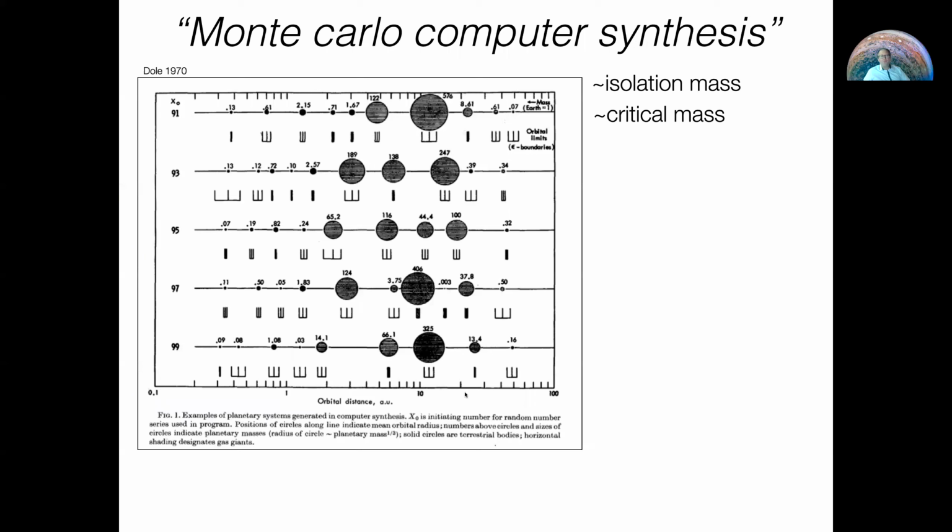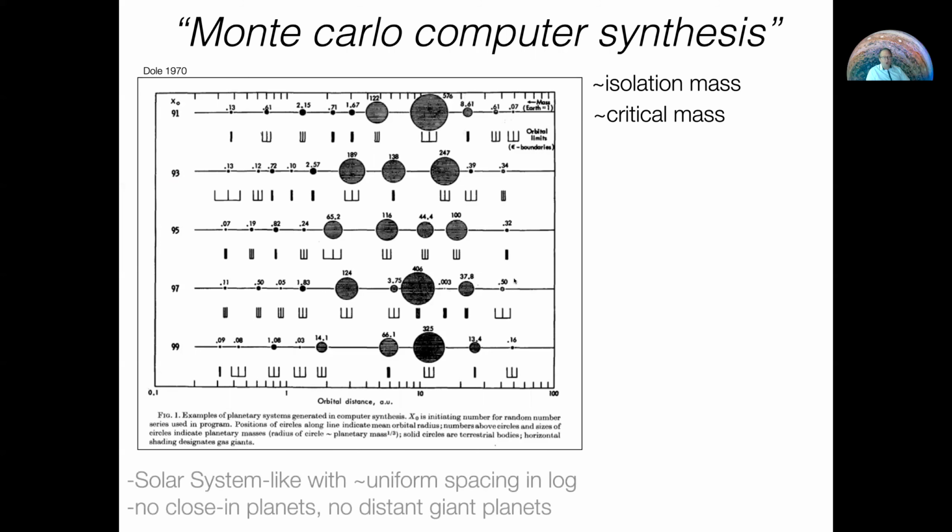So here you see 5 different realizations, always same model, but different initial positions. And you can see that he could get something, and this was a little bit inherent in his setup, which looked, of course, like the solar system: close-in small planets and giant planets, and then outside again, smaller planets. Something like solar-like systems with a uniform spacing in log, and this tuning to this solar system-like architecture. So we had no close-in super Earths or super-Neptunian planets, and he also had no distant giant planets.